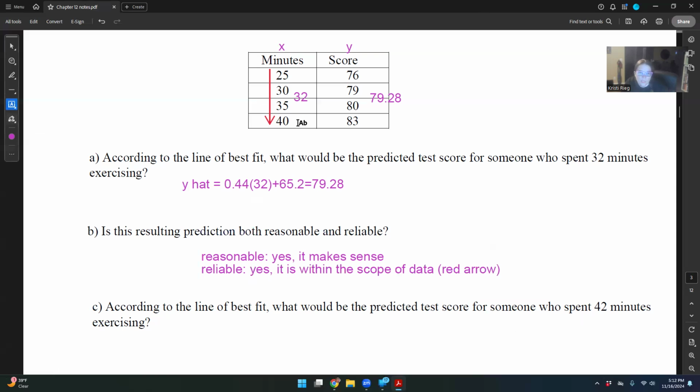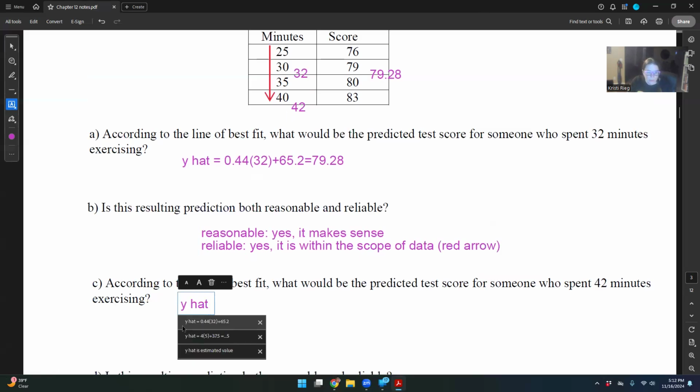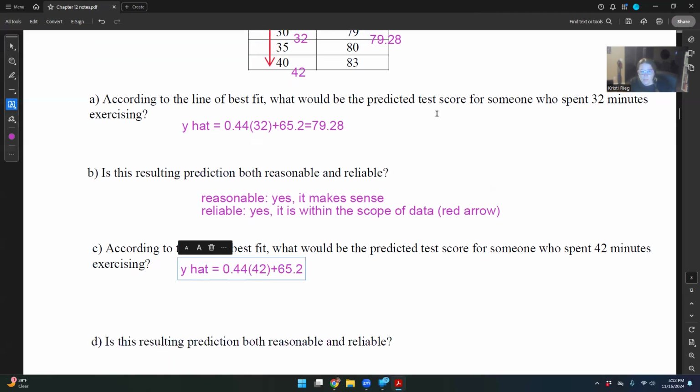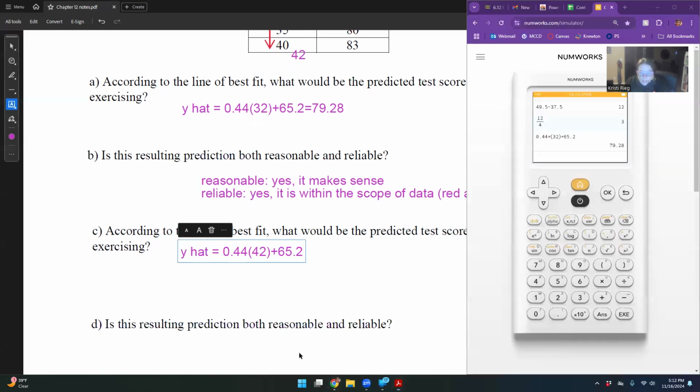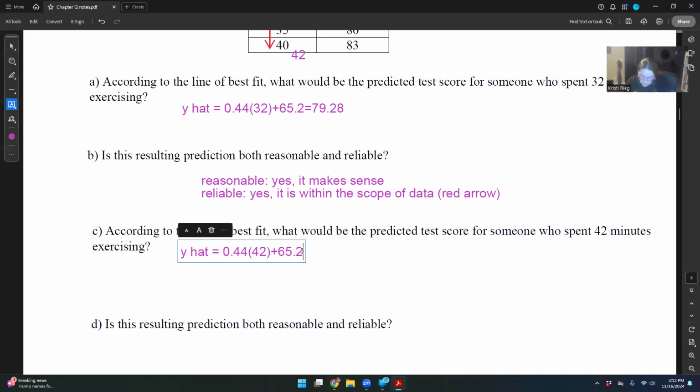42 minutes. Where's 42? This is why I wrote on the graph too, so we could see where it lands. 42 is a little above 40. So first I'm going to plug it in. And that was a 42. Get out my calculator. Remember, you can copy and paste just by going up arrow, and then you hit enter or execute. It copies it, and then you just hit over, and you can change the 32 to a 42, and we have 83.68 minutes.